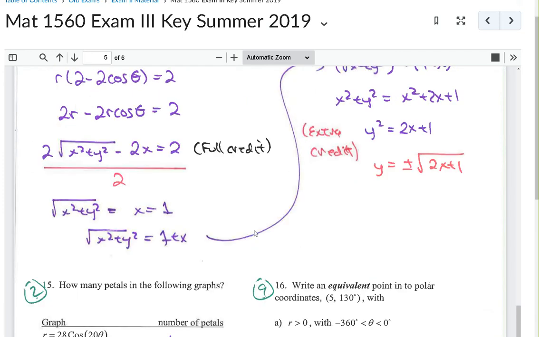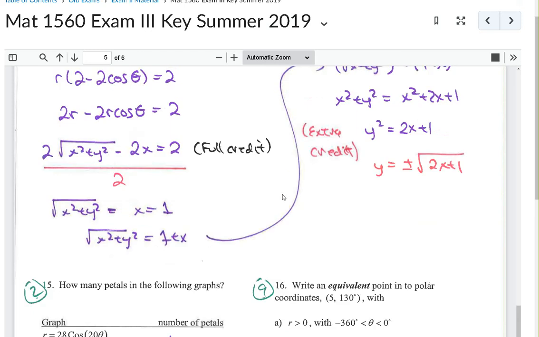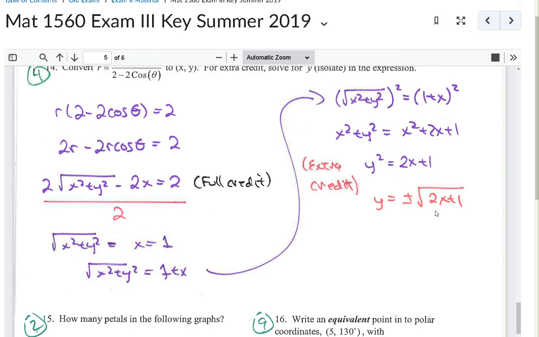Now what we've missed out on, here's one. Convert between polar and rectangular coordinates. So this is going to start out in polar coordinates. You multiply both sides by this denominator. That gives you this equation. And then slowly but surely you're going to solve for r. And eventually you'll get down to something like this.